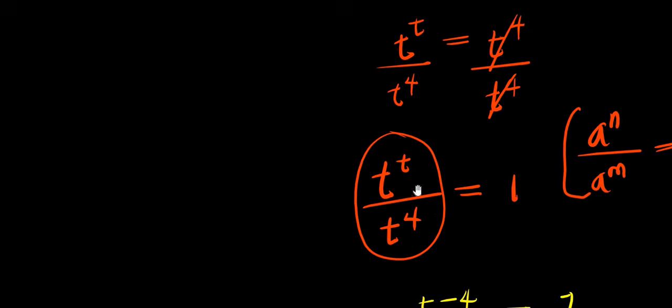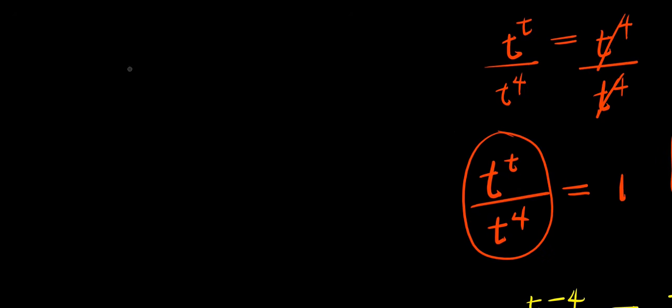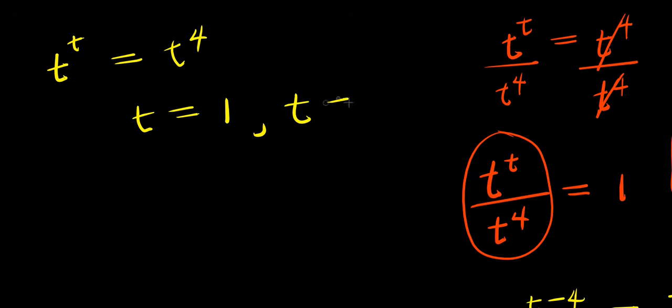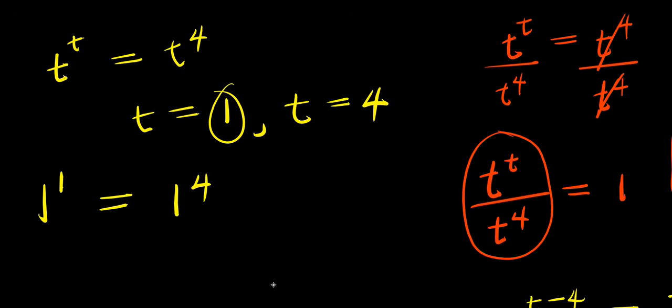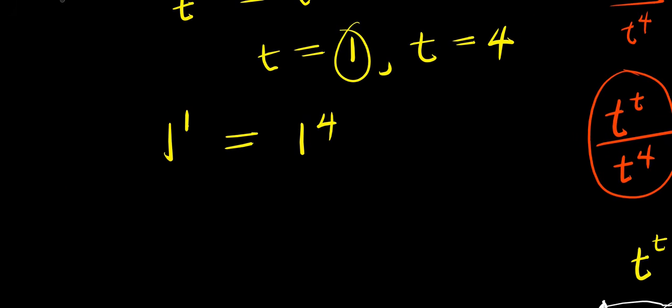So guys, any of these methods are absolutely correct. You can decide to use any of them. Remember the question, t power t equals t power 4. So we have two values, t equals 1 and t equals 4. You can insert these values right here. Let's start with 1. 1 power 1 equals 1 power 4. 1 to the power of 1 is 1. 1 to the power of 4 is 1. In fact, 1 to the power of any number is 1, even 0.